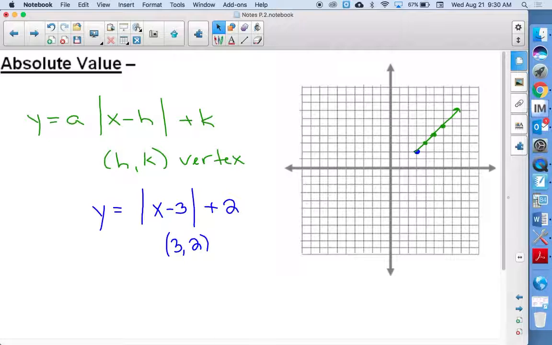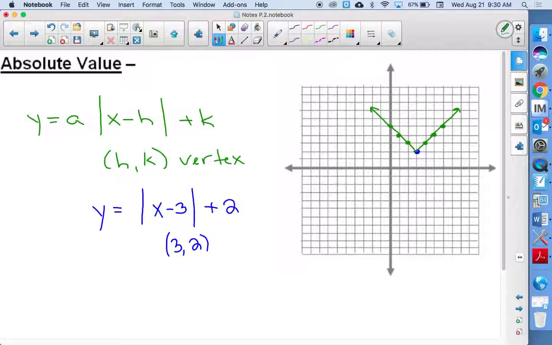Do the same thing to the other side. So absolute value. If I move left 1, the absolute value of -1 is still positive. Absolute value makes a number positive. Left 2, absolute value of negative 2 is 2. Absolute value of negative 3 is 3.